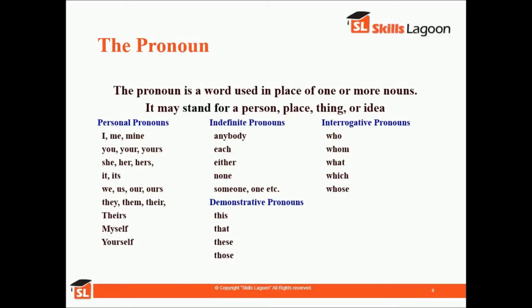Then there is a list of indefinite pronouns: anybody, each, either, none, someone, one, etc. Demonstrative pronouns: this, that, these, those. And these are interrogative pronouns: who, whom, what, which, whose.